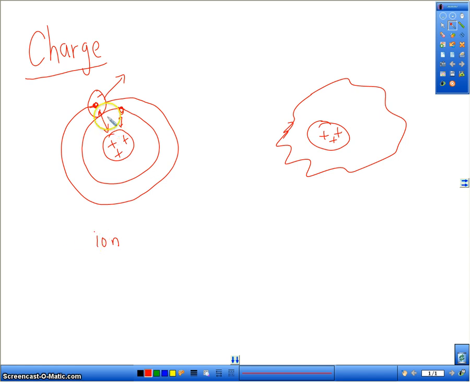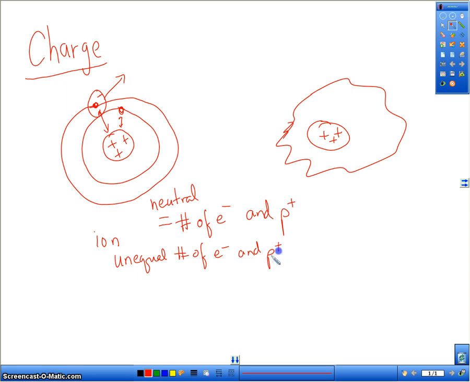Typical non-ionic atoms are neutral, meaning they don't have a charge, and the reason they don't have a charge is because they have equal numbers of electrons, the symbol we use for electron is the E with the negative, and protons, which will be the P with the positive. So a neutral atom has equal numbers. An ion has unequal numbers of electrons and protons. I'm hoping this is all a review for you.